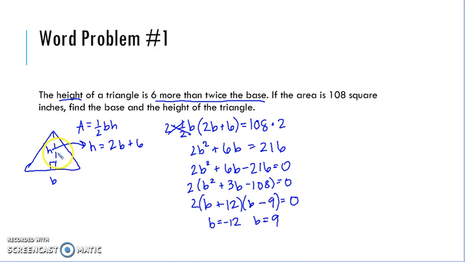If I go back to my problem, I know that my base is just b, and b can't be a negative number, so negative 12 is out. So my base is 9 inches. If my base is 9, my height is 6 more than twice the base. So twice the base is 18. 18 plus 6 gives us 24.